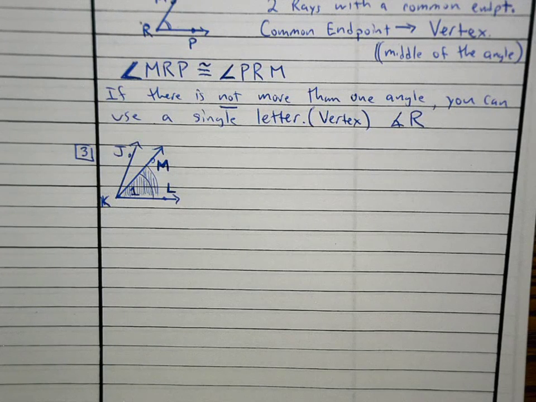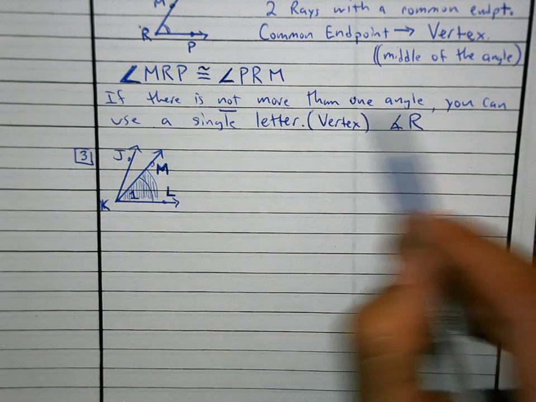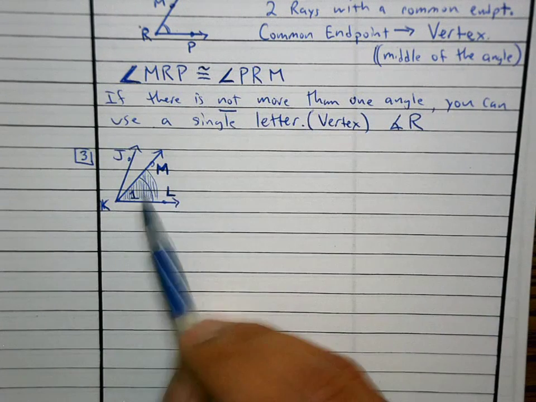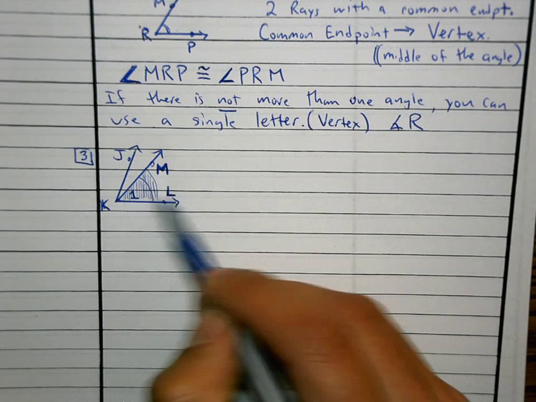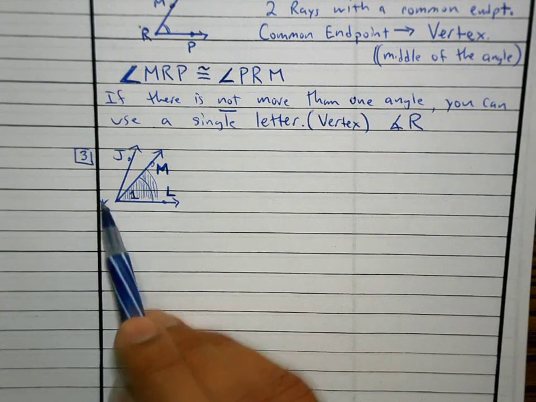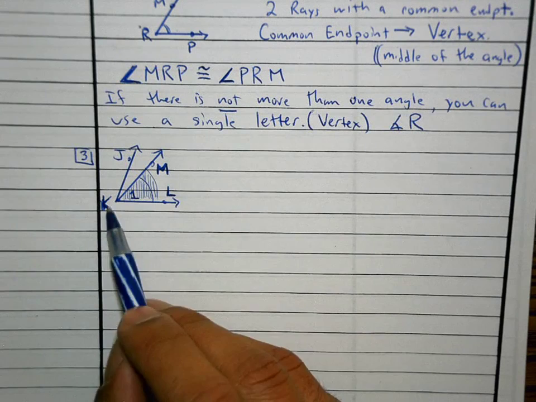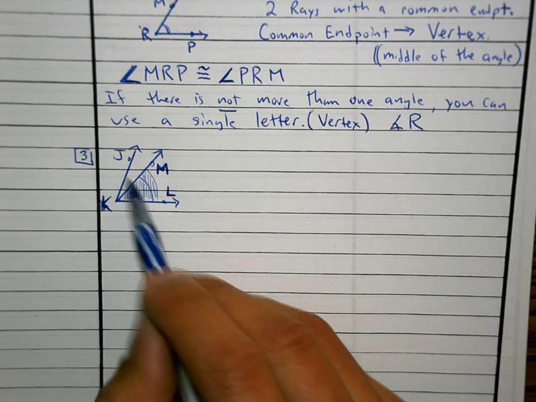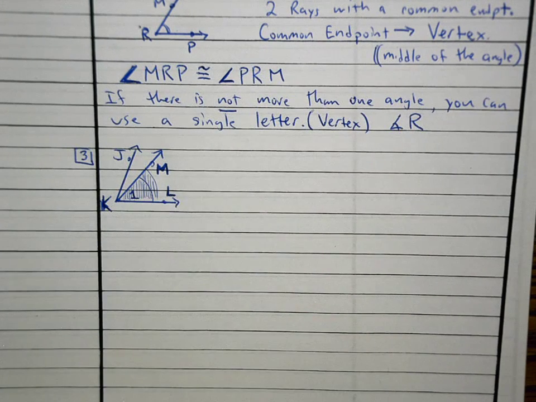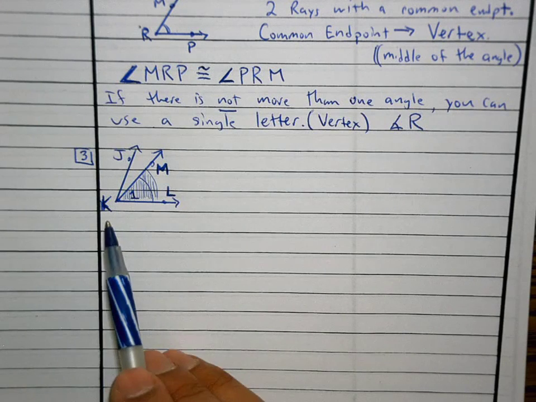So let me read this and make sure you understand this little blurb that we wrote down right here. If there is not more than one angle, you can use a single letter. When you look at this angle, and we're talking about this one, you cannot call this angle K. The reason why you cannot call this angle K is because we don't know if we're talking about this angle or the big angle or that angle. Angle K is not specific enough. There is more than one angle here, so don't just use a single letter.